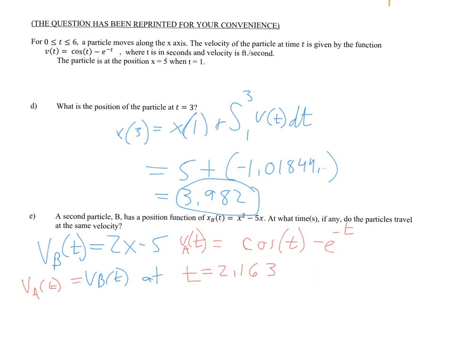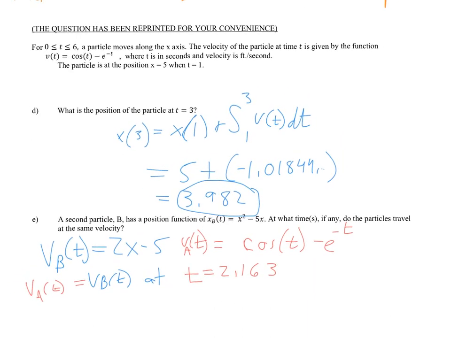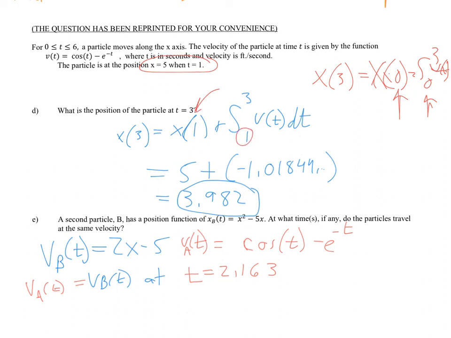Part D says, what is the position of the particle at x equals 3? We are used to saying, okay, x of 3 equals x of 0 plus the integral from 0 to 3 of v of t, right? That's what we're used to seeing. Well, here's the thing, though. They don't give me x of 0. They give me that x equals 5 when t equals 1. So instead of starting at 0, I'm going to start at 1, which means I have to start both here and at my position function. When I work that out, I get 3.982.